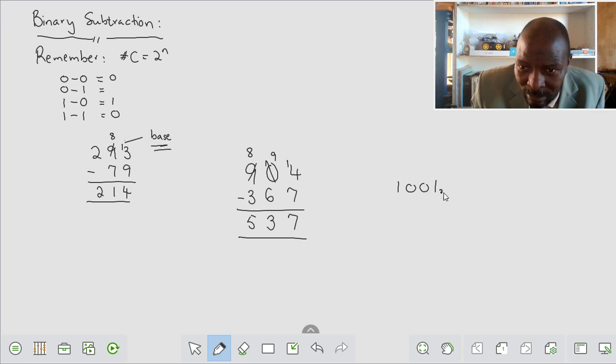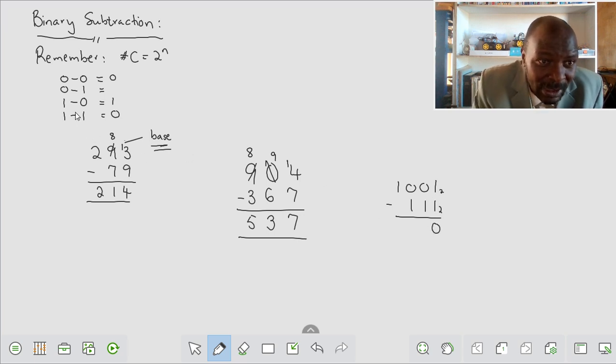1001 minus 111. This is obviously 9 minus 7. So let's see. This is easy. It happens very easy. We know 1 minus 1 is what? Is 0. So this is easy. Now 0 minus 1 gives us that problem again. What do we do? There's nothing to borrow from here, so we come here.